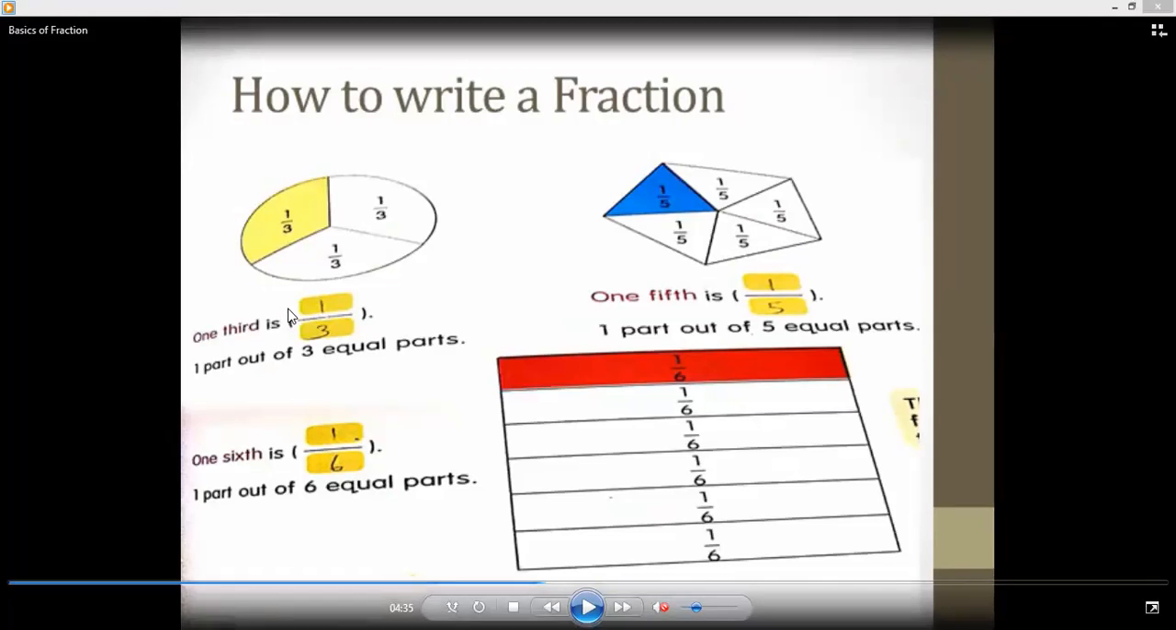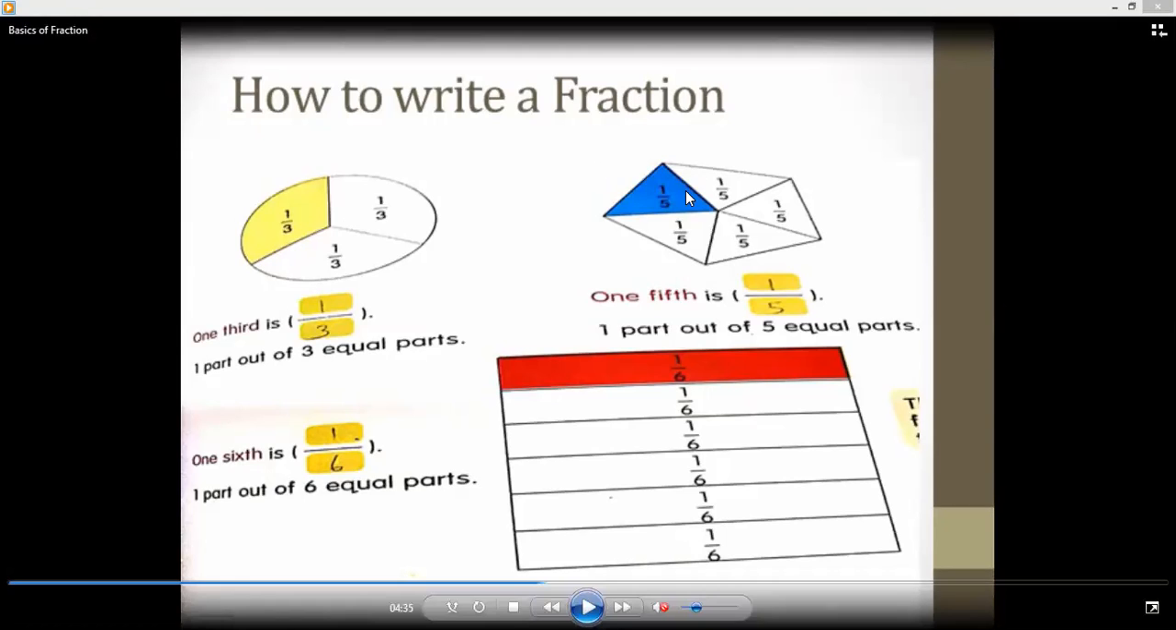Okay. So if you see the circle, there are 1, 2, 3 parts. It is divided into 3 parts. So you write down 3. Now for the numerator, you check how many parts are shaded. So this is the only part that is shaded. So you write 1 here.